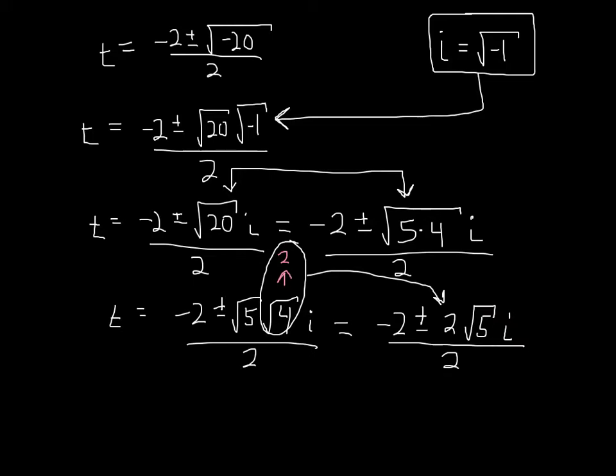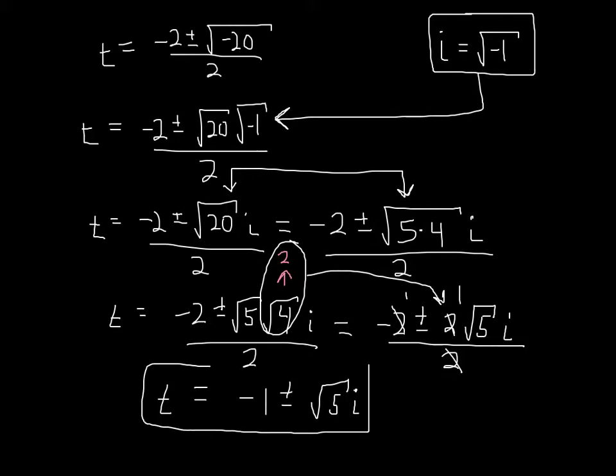So that's going to cancel with my denominator. All those 2's cancel out and give me 1's. So I end up with my final, most simplified answer of negative 1 plus or minus square root of 5 times i. So those are my two solutions. I can have negative 1 plus the square root of 5i, or negative 1 minus the square root of 5i.